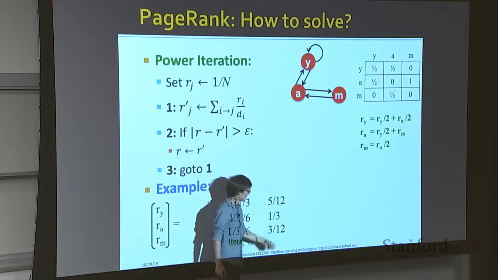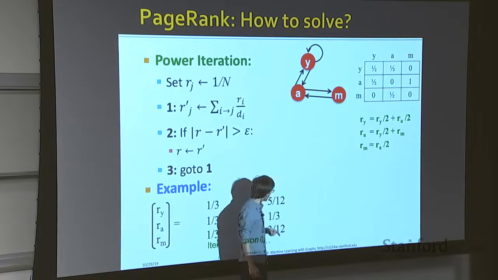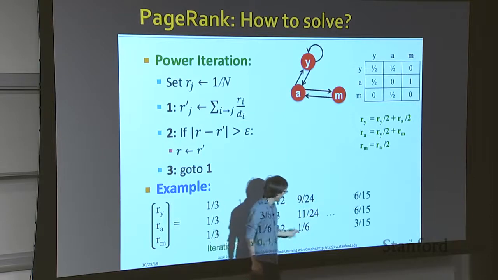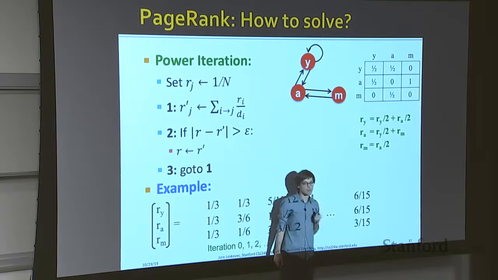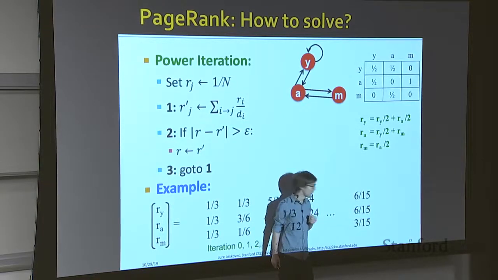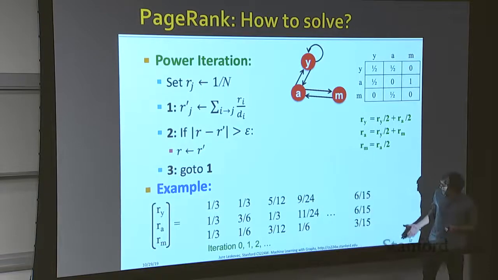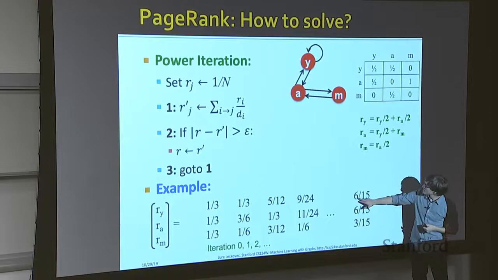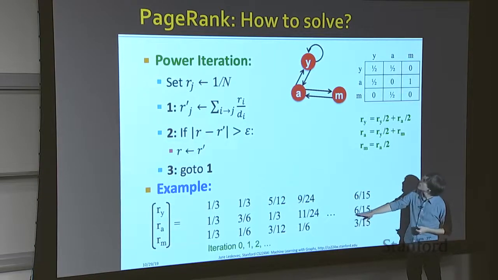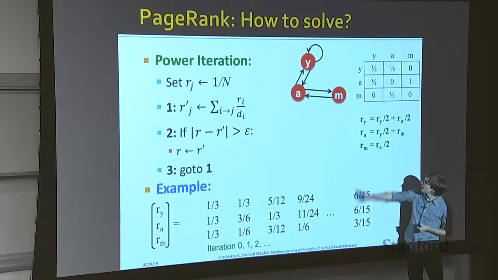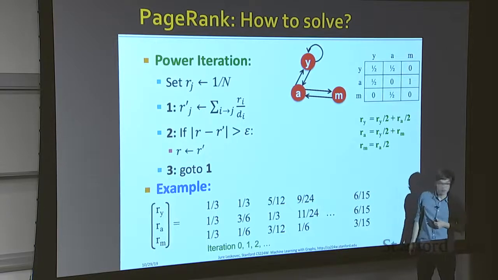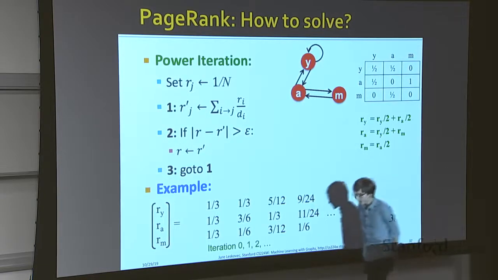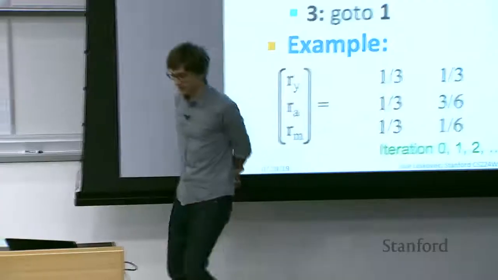And I'll get a new vector. And I'll take this one, multiply it with M again, and I'll get a new vector. And if I keep doing this, this is what I will converge to, right? These are now my importances. So page Y has importance 6/15. Another page A has importance 6/15. And page M has importance 3/15. Okay? This is how it would work.